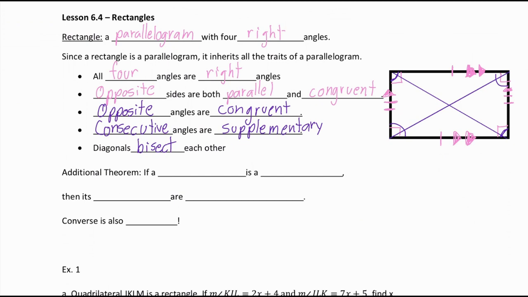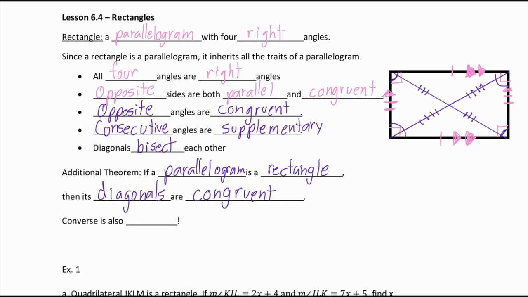Okay, and so these diagonals are bisecting each other, meaning this piece is congruent to this piece, and this piece is congruent to this piece. Do we understand that? So, another theorem specifically about this is if a parallelogram is a rectangle, then its diagonals are also congruent. So the true statement is that these diagonals are congruent to one another as well.